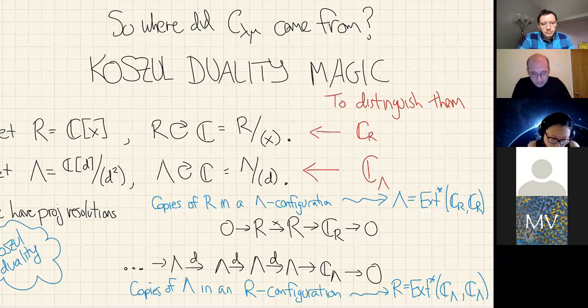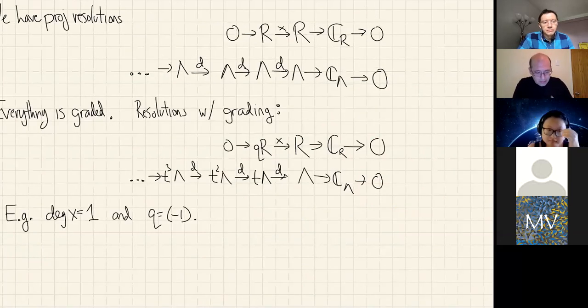But the upshot of this is that the exterior algebra is actually the self-extension algebra of C_R to itself, and the polynomial ring is actually the self-extension of C_Λ to itself. When this happens, you have a setting called Koszul duality. In fact, everything is graded, and gradings are going to be slightly important for us when we're trying to think about what's happening in the growth indicator.